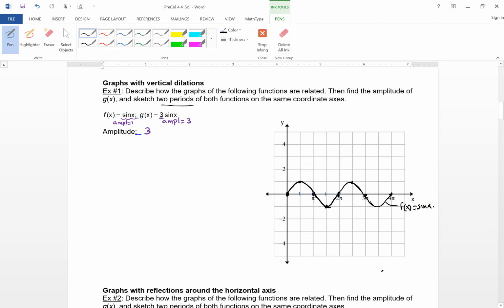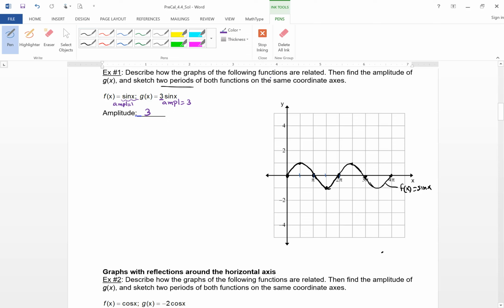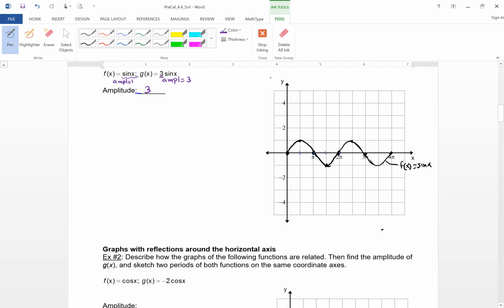Now we're going to graph g of x. You stop it at 4 pi. Absolutely, you stop it at 4 pi. It's not a sharp edge. It's a curve. It's continuous. Okay. So g of x has an amplitude of 3.